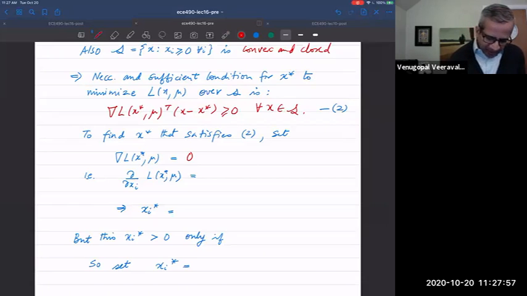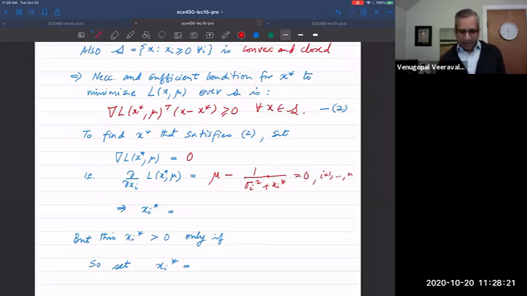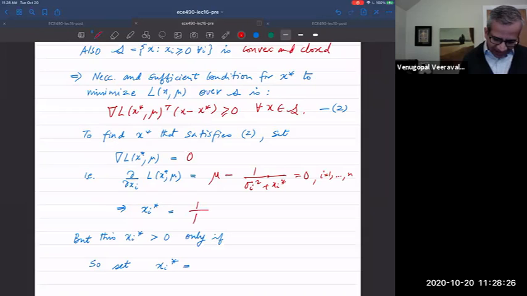The components of the gradient of L, we did this in the last class. I'll just write it down. It's sigma i squared plus xi star, so that's the ith component of the gradient. We'll set that equal to 0 for i equal to 1 to n. If we solve this equation, we get that xi star is 1 over mu minus sigma i squared.